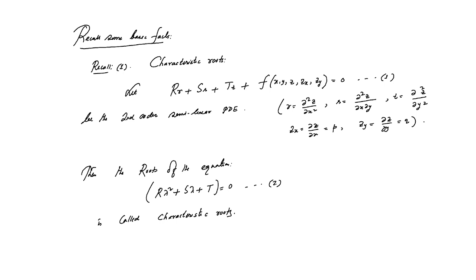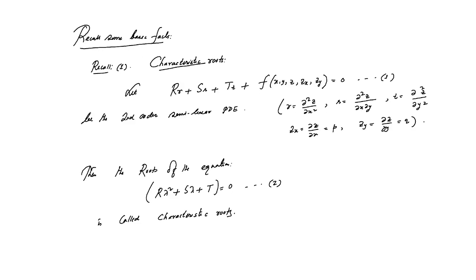Now we try to know about the next recall. This is about basically characteristic root. Now we will memorize the recall 2 about the characteristic curve. So here we have considered second order semi-linear PDE. This is represented by equation number 1.